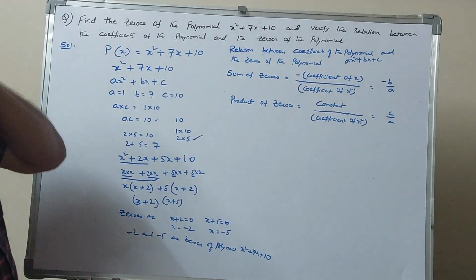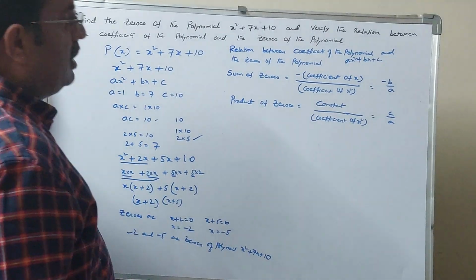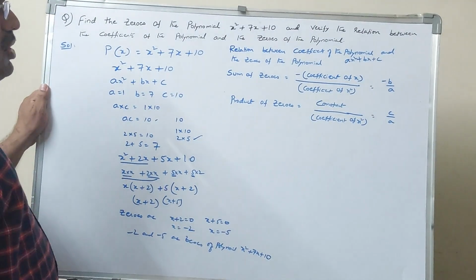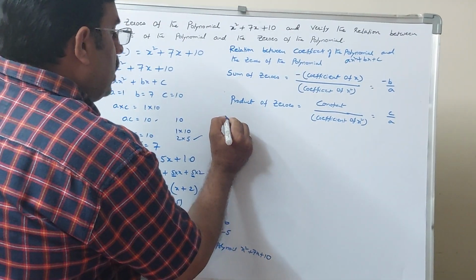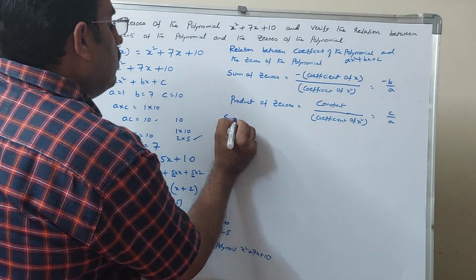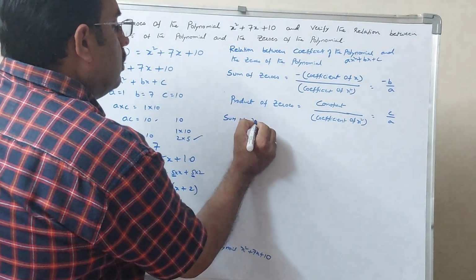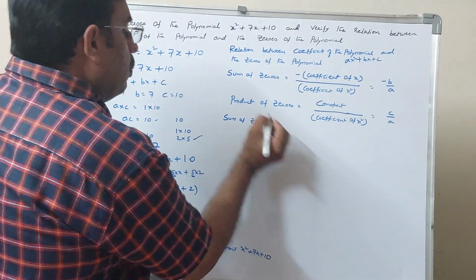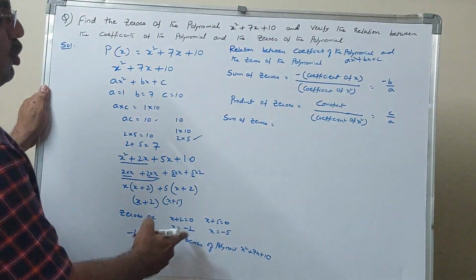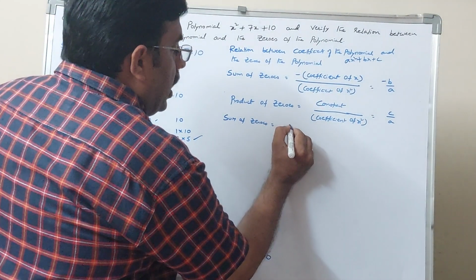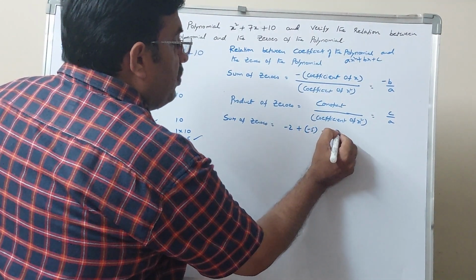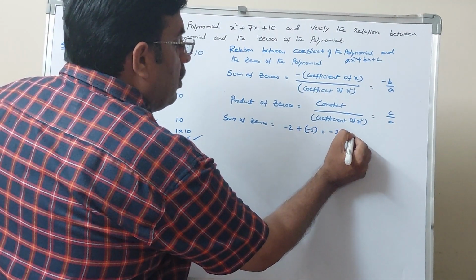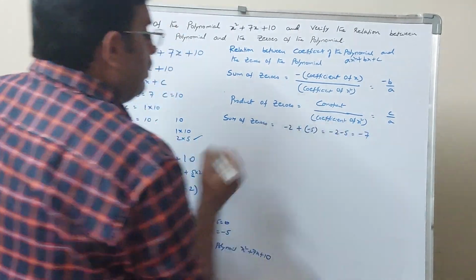sum of zeros is equal to minus coefficient of x by coefficient of x square is equal to minus b by a. So we got zeros as sum of zeros is equal to, you got zeros as minus 2 and minus 5. So minus 2 plus minus 5 is equal to minus 2 minus 5 is equal to minus 7.